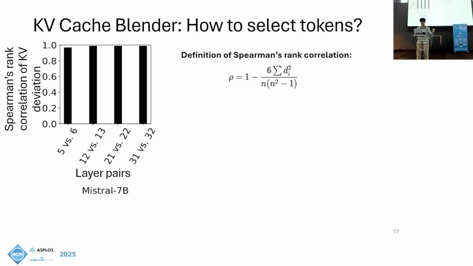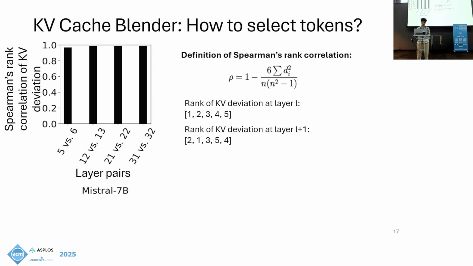So here's the definition of Spearman's rank correlation. It's a little bit complicated, but I'm going to walk you through it with a simple example. For example, the rank of KV deviation at layer L is 1, 2, 3, 4, 5, which means that the first token's KV deviation is highest on layer L, and the 5th, or last, token's KV deviation is the lowest. Similarly, for the rank of KV deviation at layer L plus 1, we have 2, 1, 3, 5, 4. Here n equals 5 in this case because we have 5 tokens in total, and D is simply the difference between these two ranks.